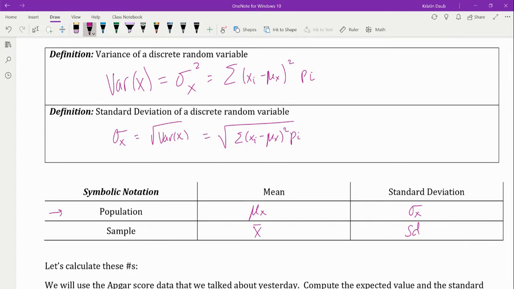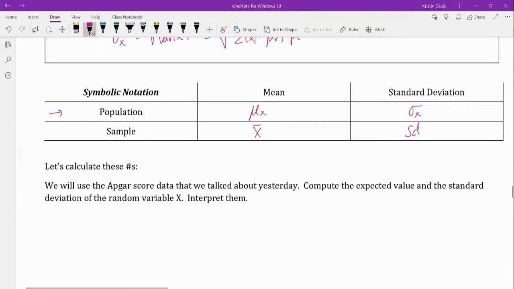Okay, just the notations are going to be really important next chapter, and so I just want to really get this in your head and talk about it now so that it doesn't come as a shock next chapter. So let's calculate these values.